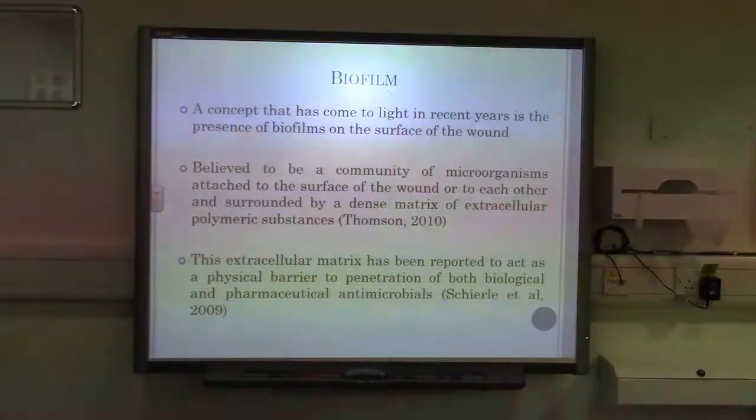The extracellular matrix has been reported to act as a physical barrier to penetration of both biological and pharmaceutical antimicrobials, and this is a key, and this is often why the wounds appear to be arrested. And although there mightn't be enough evidence currently for debridement, it would suggest that if we can debride a wound and remove some of that biofilm, then we can potentially remove the risk of infection.